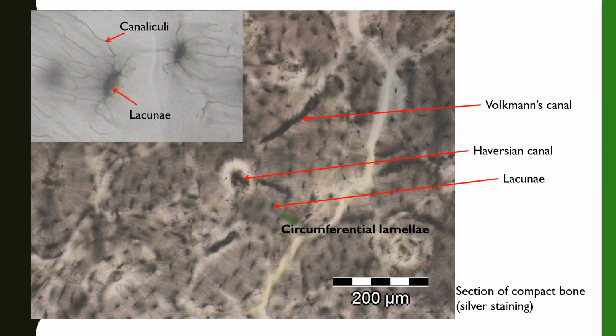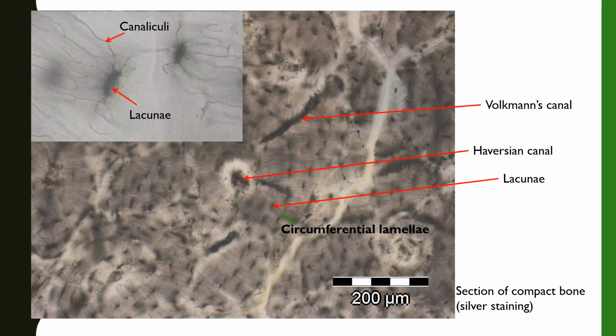Under higher magnification, let's focus first on the top box image. We have the lacuna. The osteocytes are sitting in the lacuna, in the bone. The peripheral structure of the lacuna is called canaliculi, the branching structure from the lacuna. And the bigger image here shows a section of compact bone.